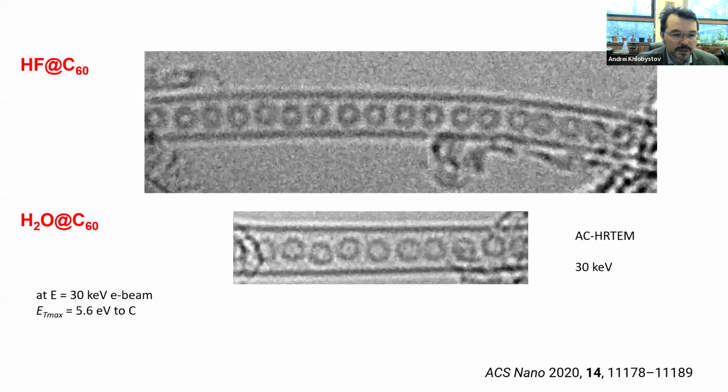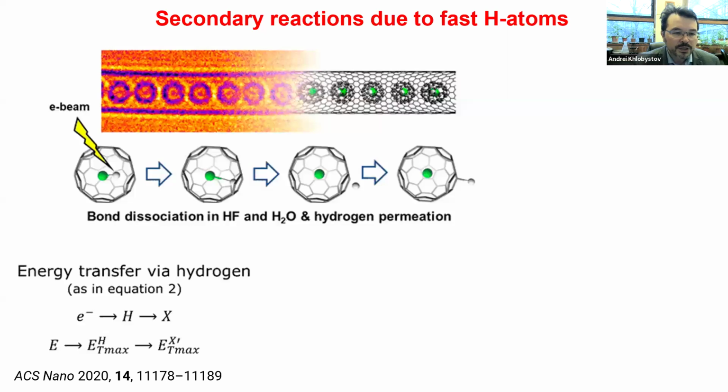Let me tell you what is happening. So we need to consider what is the fate of this hydrogen atom, which escaped the fluorine cage. It's a very fast hydrogen atom, which is still trapped in the nanotube. This hydrogen atom can pass the kinetic energy, the momentum, to the atom next door, such as a carbon atom.